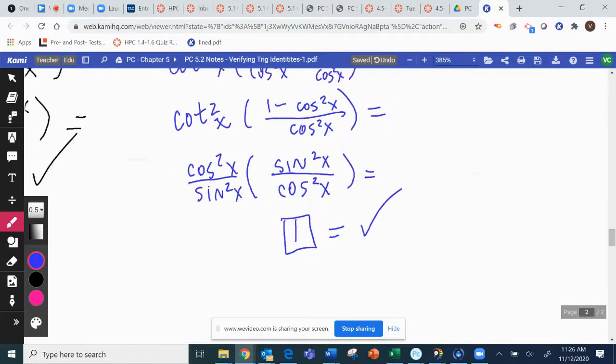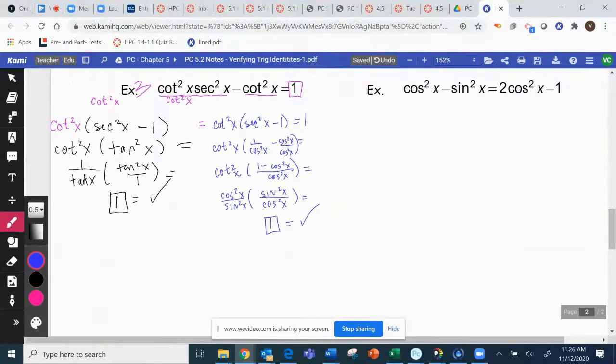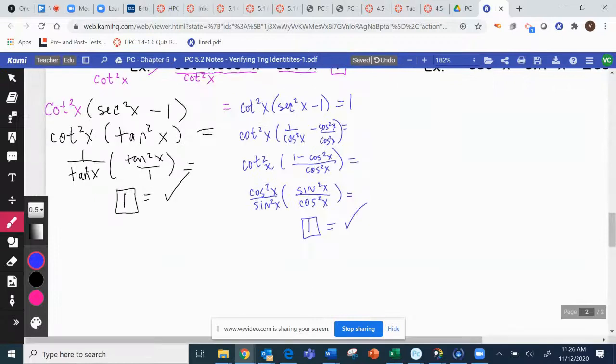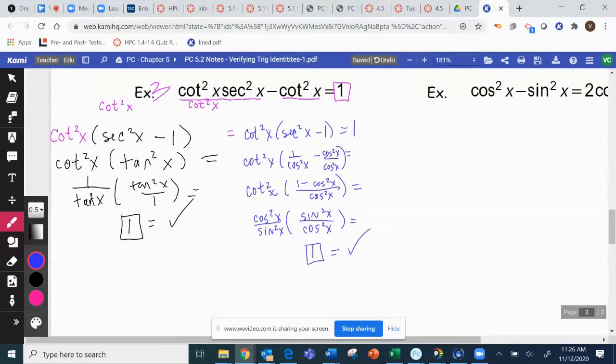So to me, it does not matter which method you choose. One was a little shorter, but then you have to know secant squared x minus 1 equals tangent squared x. I for some reason can never remember which one's minus 1 and which one's 1 minus, other than the original one. I can remember that one, but I guess I haven't taken the time to remember the others. So I usually just convert all the other stuff.